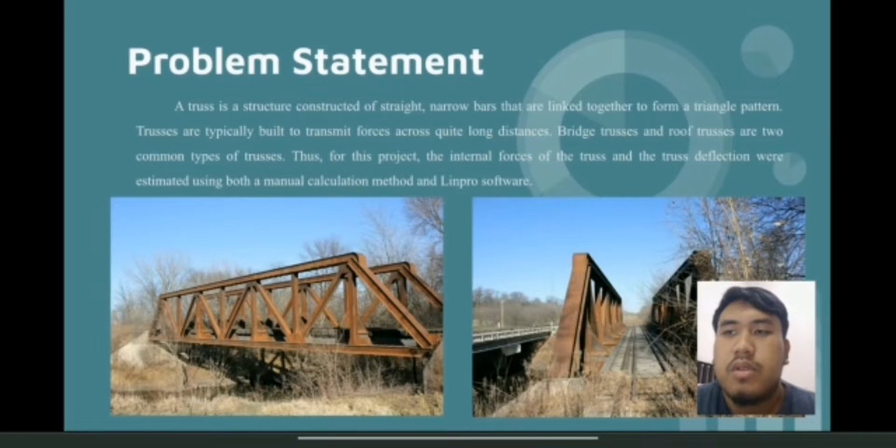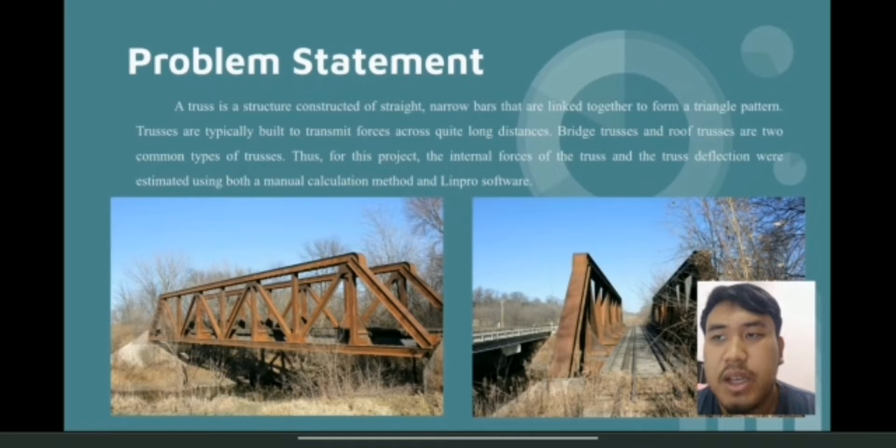Going through to the problem statement, a truss is a structure constructed of straight, narrow bars that are linked together to form a triangle pattern. Trusses are typically built to transmit forces across quite long distances. Bridge trusses and roof trusses are two common types of trusses.